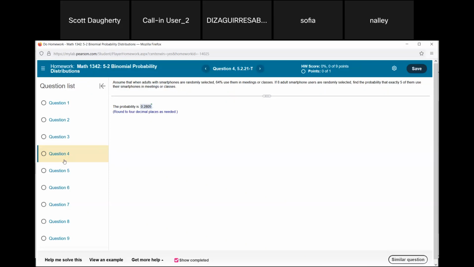Okay, and then what do we do? Well, they say we're going to randomly pick 8 people from the population, 8 smartphone users, and we're going to ask them whether they use their smartphone during classes or meetings. And we want to know the probability that out of those 8 people that we randomly selected from the population, exactly 5 of them say that they use them during meetings or classes. Exactly 5.